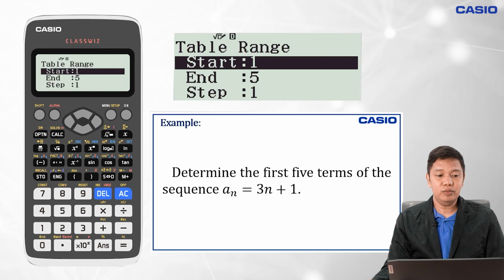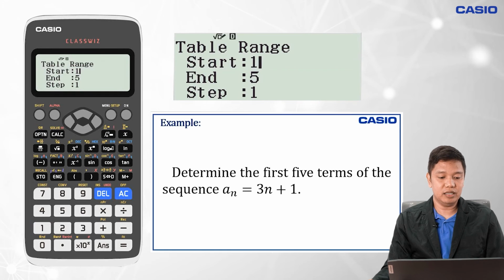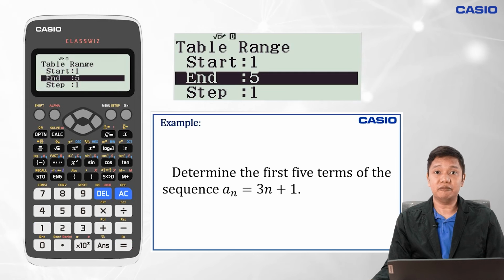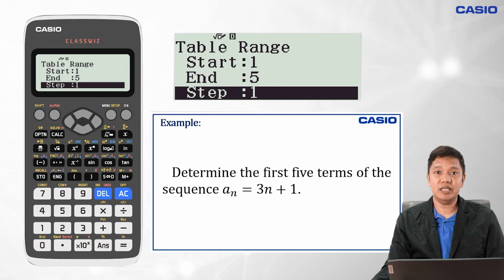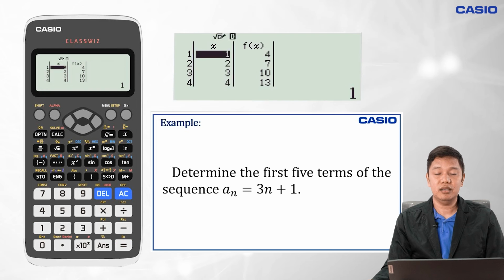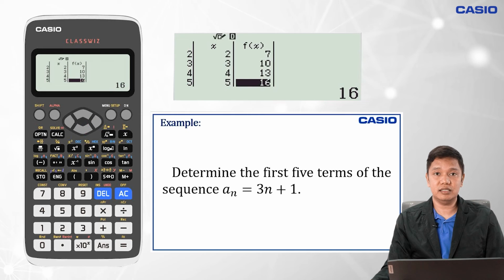And then, we are asked by our calculator for some details. We need to start at 1 since we need to determine the first 5 terms. So press 1 and then equals. And then we end at 5 since we only need 5 terms. So press 5 and then equals. And then our increment is 1. So press 1 and then equals. Pressing equals again, we get the table of values for the first 5 terms of the sequence as 4, 7, 10, 13, and 16.